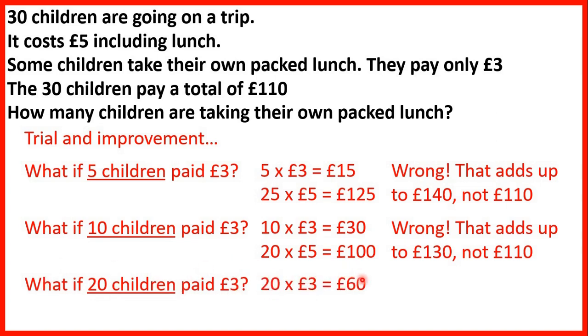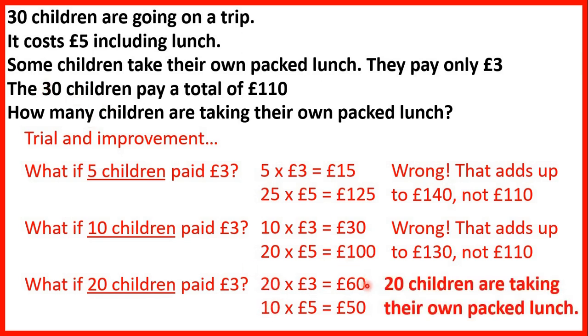20 times 3 is 60, and that means there would have been 10 children paying 5, because remember, there have to be 30 children altogether, and 60 plus 50 is 110. So we know that 20 children are taking their own packed lunch.